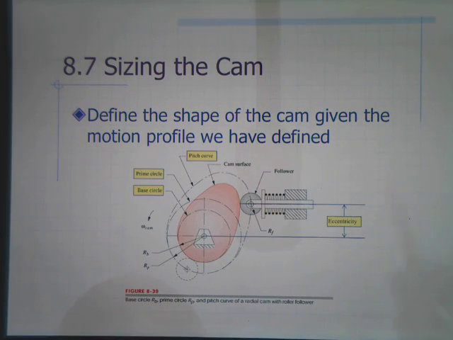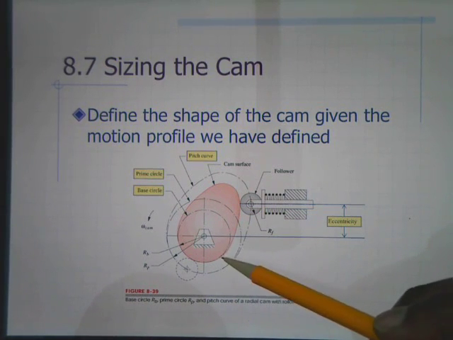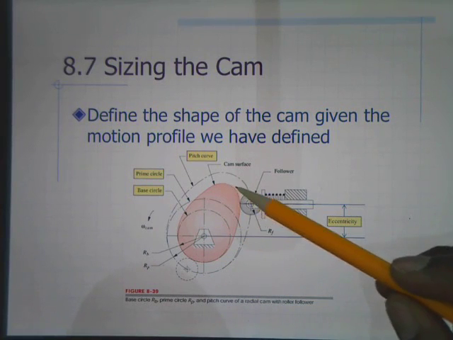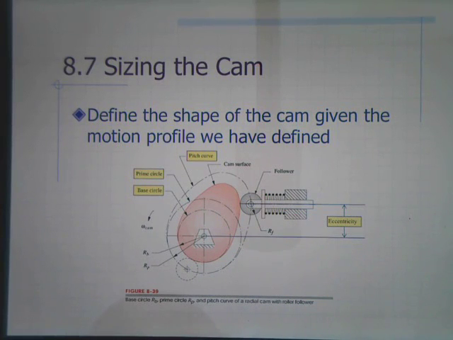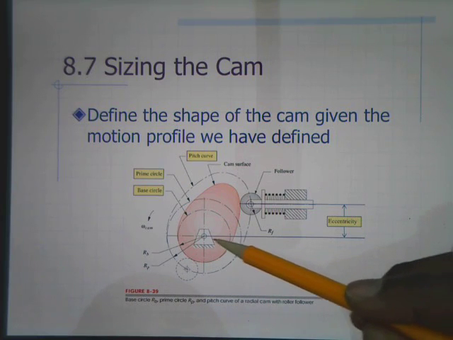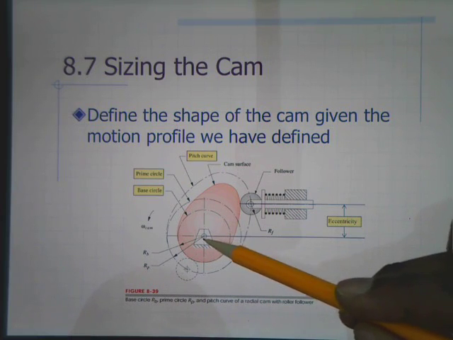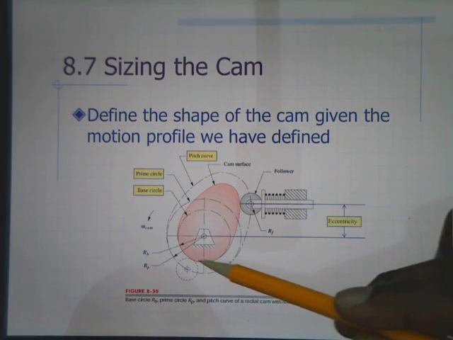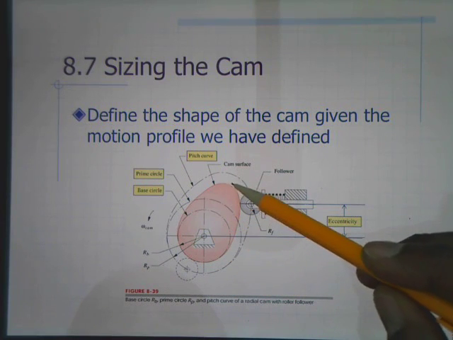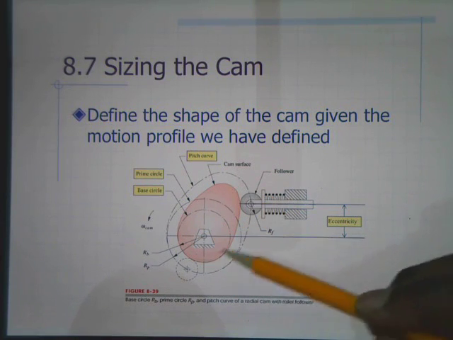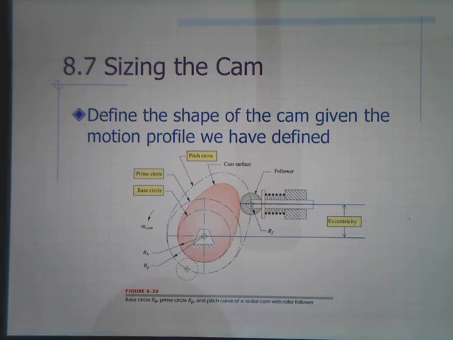Well, let me say it like this. The S, V, A, and J curves determine the shape of this cam. What we're going to now determine are the X and Y coordinates. If this is the origin of the cam here at the center, we're going to determine the coordinates that a machine tool would need to follow to cut out the surface of that cam.